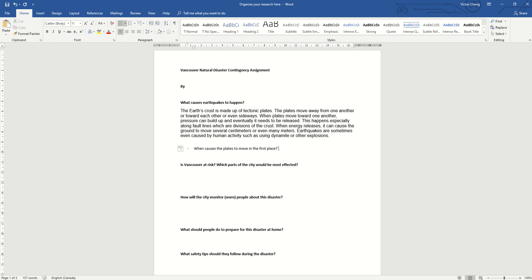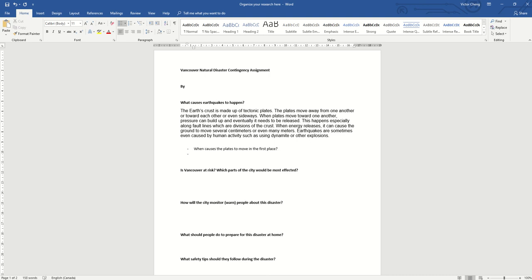So we learned about that in class, and you can look up convection currents or use your textbook. And then when energy releases, it can cause the ground to move several centimeters. Earthquakes are sometimes even caused by human activity. Okay, so that's the only major question I have here.